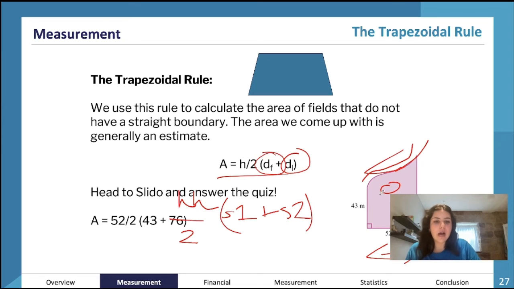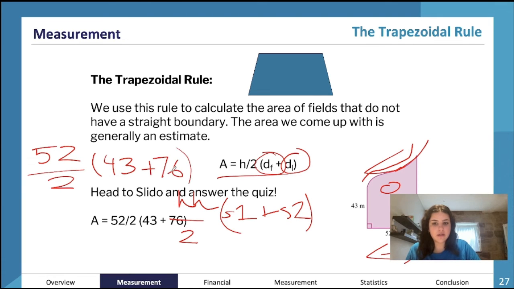But for this one, we can do this question. So it would just be height, which is 52 over 2. And our sides are 43 plus 76. Our answer would be 3,094 meters squared. You have to do the squared.